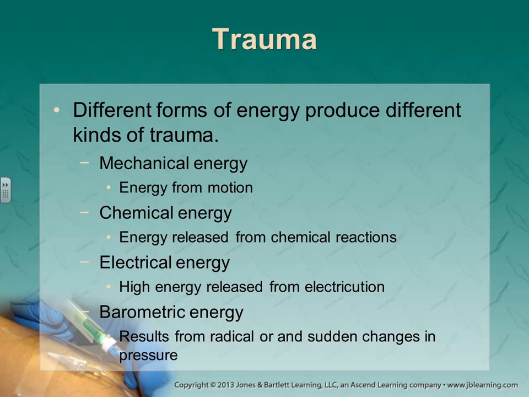So there's several different types of energy that's dissipated in the body that can cause trauma. You've got your mechanical energy. That's going to usually be the most common type of energy dissipation that causes injury when we see in the field. Then you've got your chemical energy.